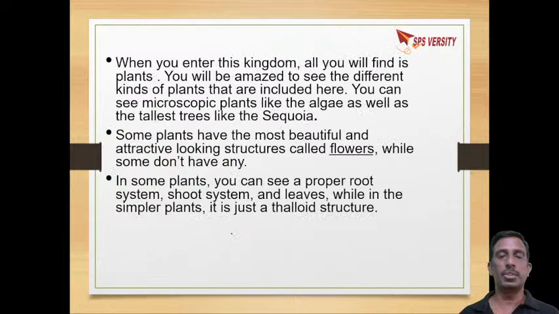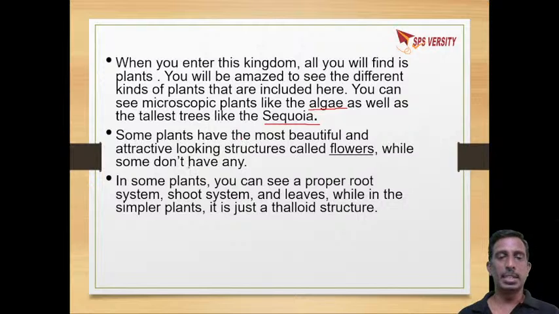So here in this, if you see, in plant kingdom, we can see microscopic plants like algae, as well as we can see tallest trees, they are sequoia, which belongs to gymnosperms. And in most of the plants, we can see flowers, which are attractive flowers, while some plants don't have.